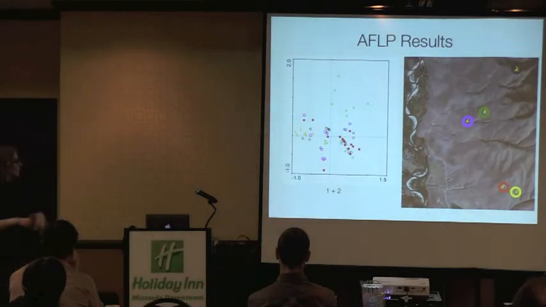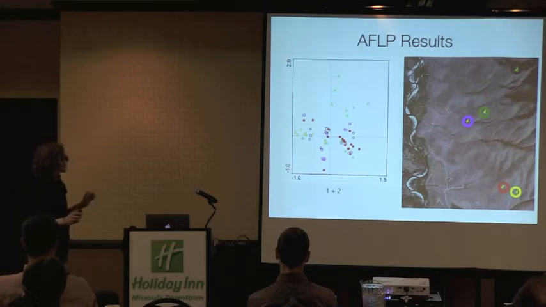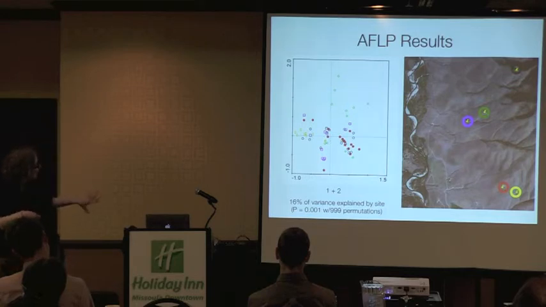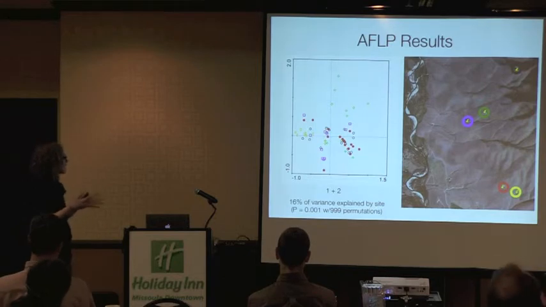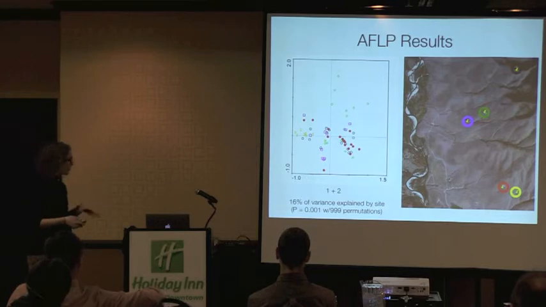So this is our initial ordination. This is basically the relationship between samples in ordination space. This is the first and second axis. This is a principal coordinates analysis. We'll look at another axis combination in just a second. Before we get into this too much, it's important to note that 16% of our variance was explained by site. So this is a little bit of a messy cloud, but we are explaining 16% of our variance by our site with a p-value of 0.001 with 999 permutations, which is as significant as we can get with this number of permutations.